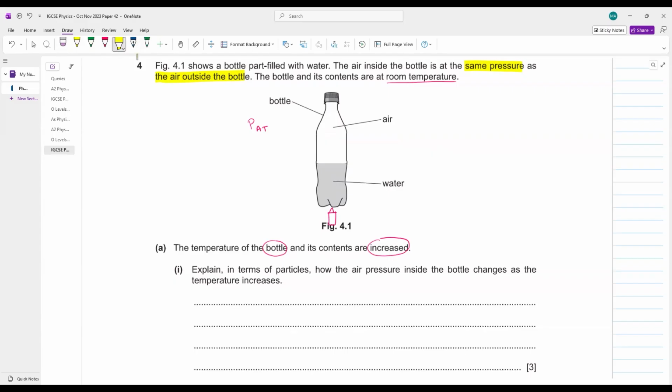Explain in terms of particles how the air pressure inside the bottle changes as the temperature increases. What will you say? As the temperature increases, the kinetic energy of the air particles increases. As the kinetic energy of air particles increases, what will happen? There will be more frequent collisions between the air particles and the bottle. As there are more frequent collisions between the air particles and the bottle, there will be a greater force exerted by the air particles. This greater force per unit area results in greater pressure. So, how will you write your answer?